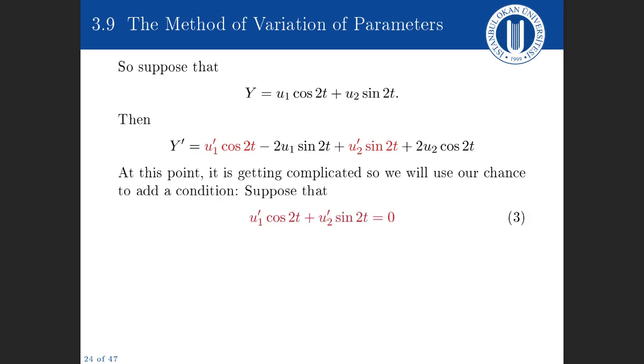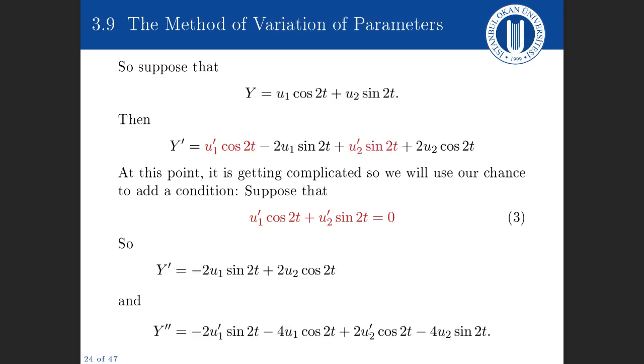Let's take our chance to make this easier. Let's use our chance to add a condition here. Let's suppose we want to say that the red terms are equal to 0. If we can assume this, then it makes our y' easier. Now our y' only has 2 terms, and when we differentiate it, we have Y'' with 4 terms in. That's manageable. We can do that.